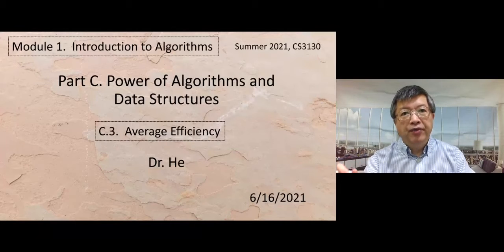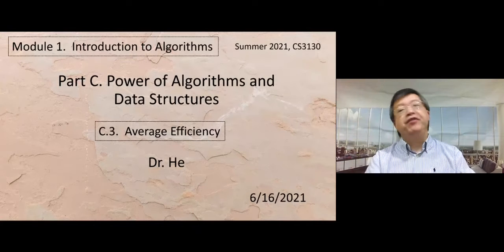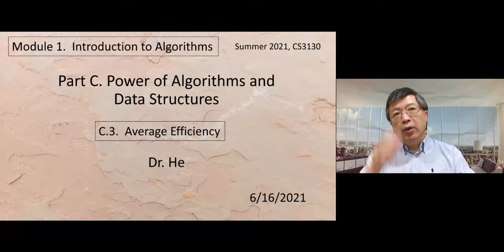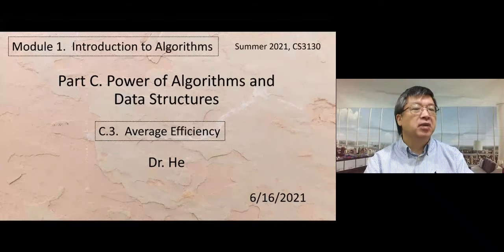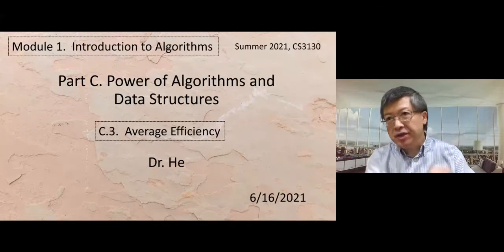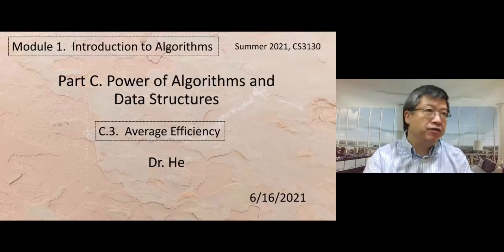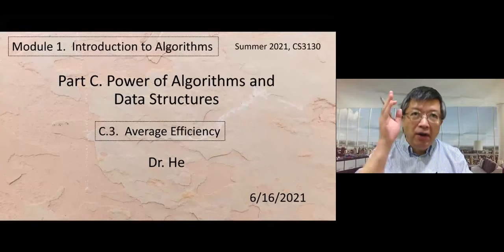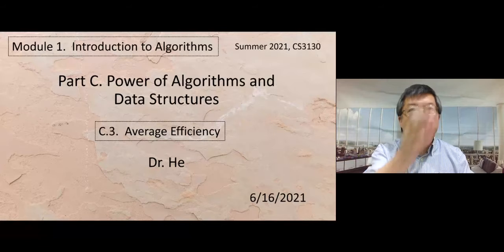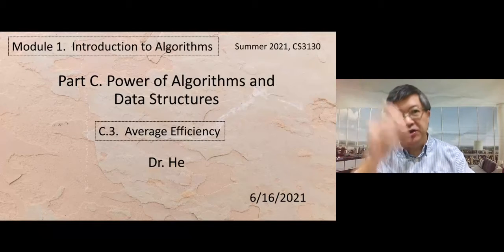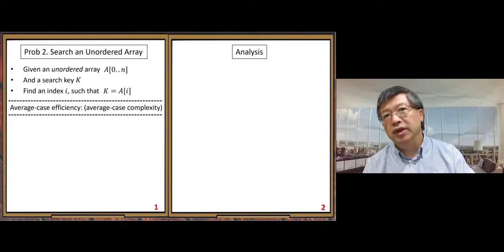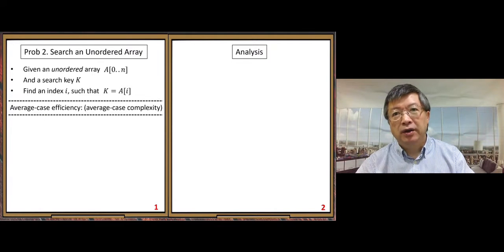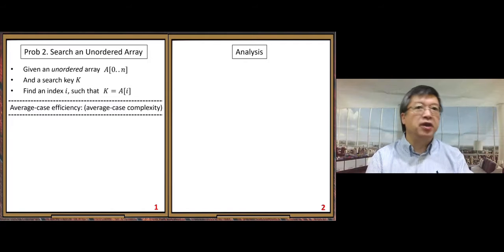Part C.3, average case efficiency. We want to measure the overall efficiency. We cannot use the best case efficiency or worst case efficiency, so the only thing we can use is average case efficiency. So let's look at the problem. In this video, we look at the meaning of average case efficiency.